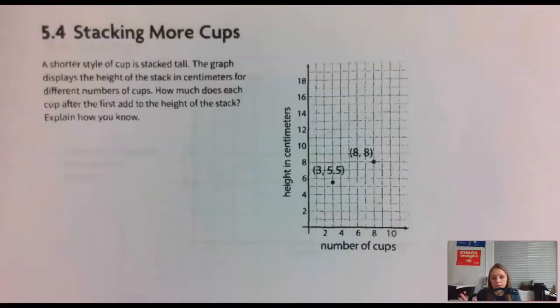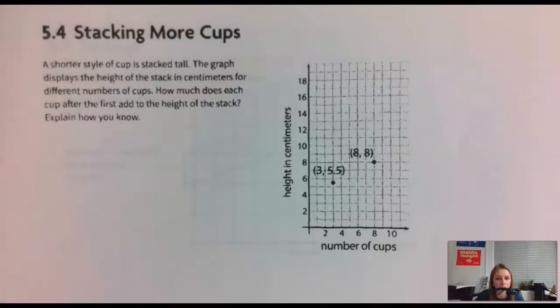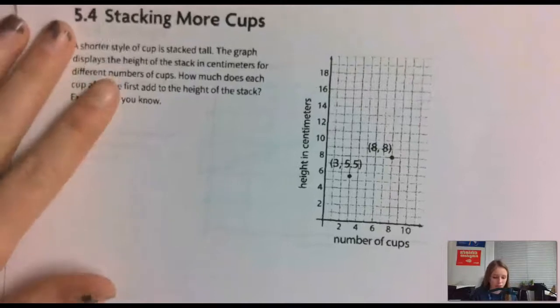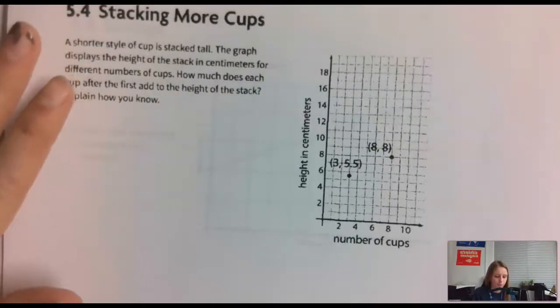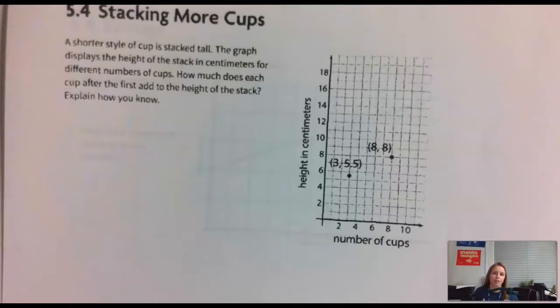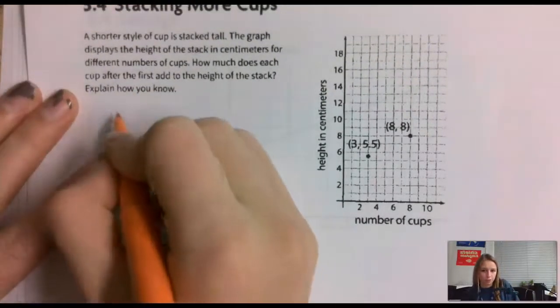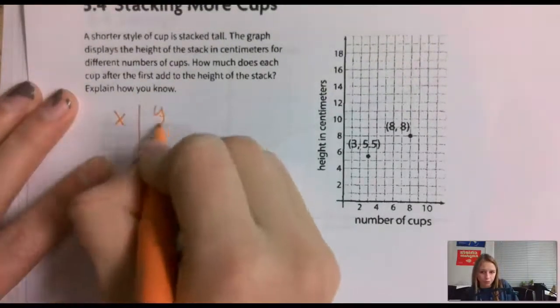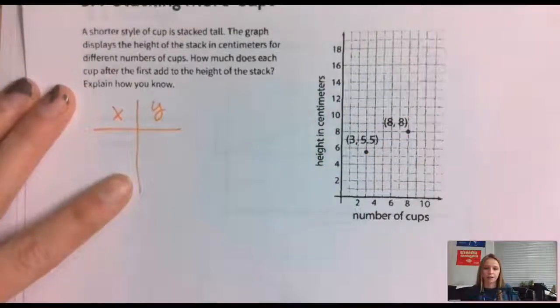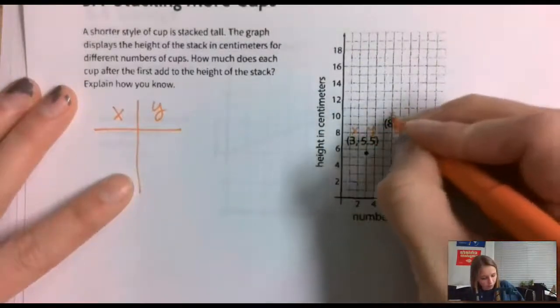Alright, so here is a graph that represents some stacked cups. So it says how much does each cup after the first add to the height. Okay, so there's two different ways we could do this. So if we think back to lesson 5, we were able to find that K value, and that K value then helped us figure out at what rate we were increasing by. Okay, so there's two ways we can do this. You could use a table, and we can plug in our values here, so our X and Y values.